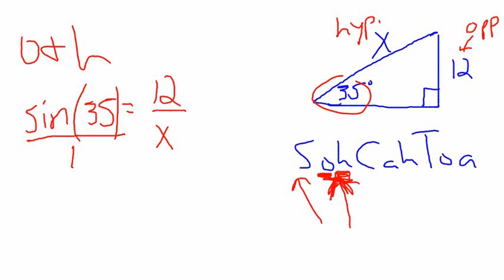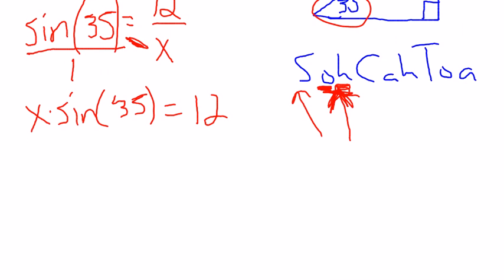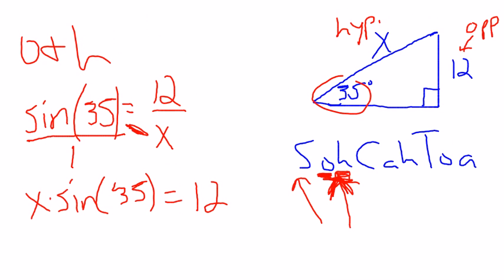So I do these guys times each other. That gives me x times sine of 35. I like to put the x in the front so it doesn't look like x is in the sine, in the parentheses with the 35. And then equals 12 times 1, which is 12. Scroll down. You should also ask yourself, with this picture still up here, should x be bigger or smaller than 12? I think it should clearly be bigger.